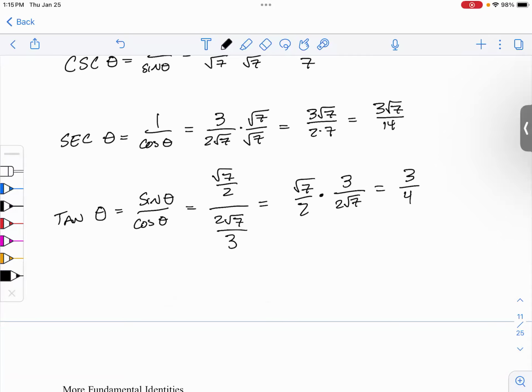And last, but definitely not least, cotangent of theta. Now I could find this by doing cosine over sine, or better yet, cotangent of theta is just 1 over tangent theta. Which means now I have 1 over 3/4, aka 4/3. And that's always the approach: identifying the SOHCAHTOA and then flipping them to get the remaining cosecant, secant, and cotangent.